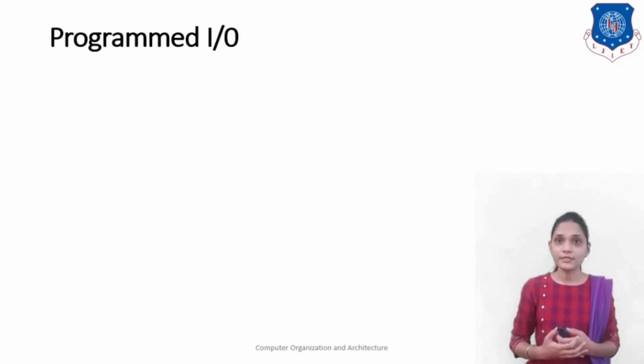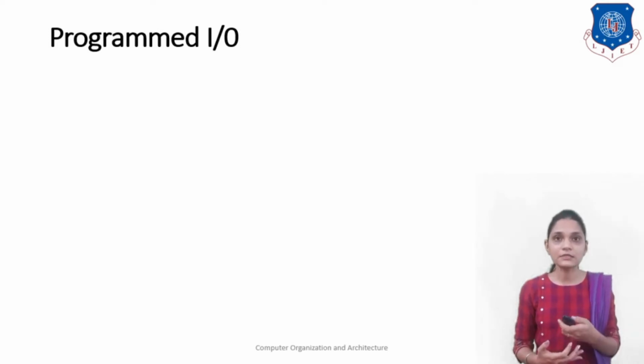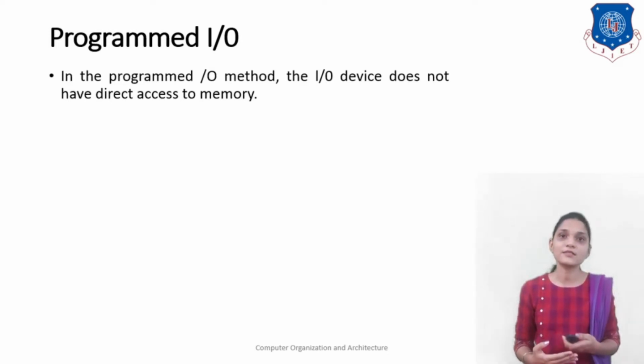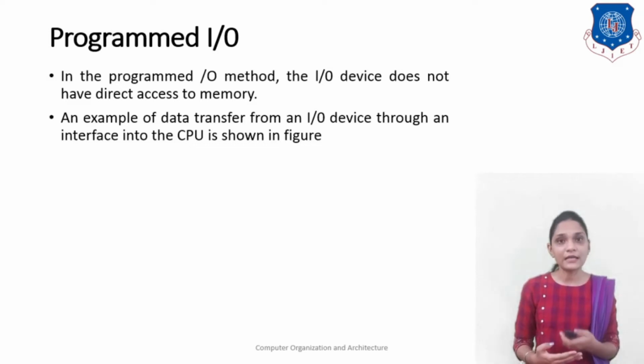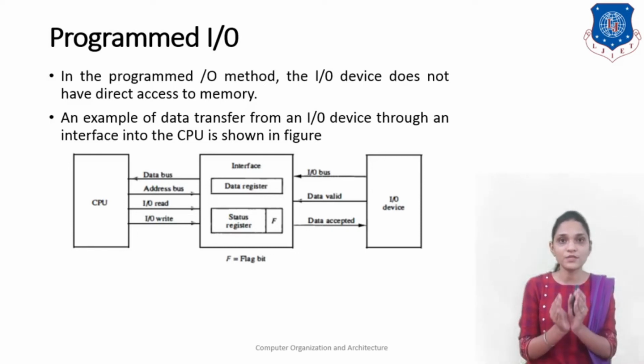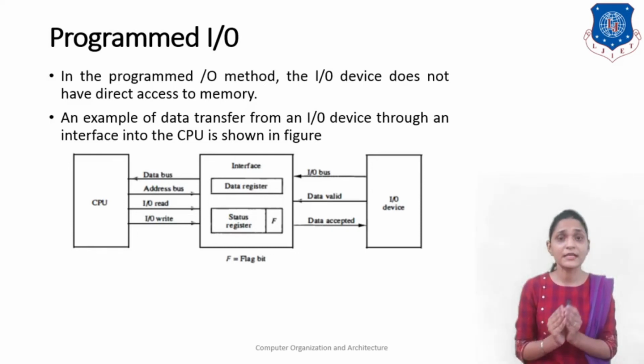So let me further see in detail the programmed I/O. In the programmed I/O method, the I/O device does not have direct access to the memory. An example of the data transfer from the I/O device through an interface unit to the CPU I have shown over here. In this, the CPU is connected with some I/O device by means of an interface, and that interface is connected with the CPU with the data bus, and with the I/O device with the I/O bus.